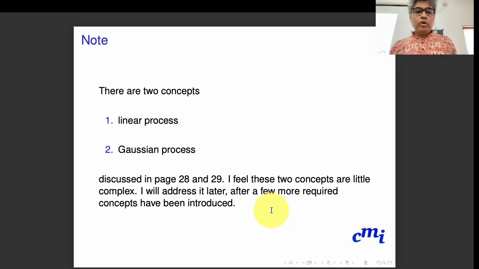Now in the book there are two different processes. If you go through the Shumway-Stoffer's book, they have talked about the linear process and the Gaussian process. I feel at this level it is a bit complicated, so let's avoid that, and we will come back to this concept of linear process and Gaussian process later. Gaussian process, essentially we have introduced it in our regression classification course, but we will come back to that later.